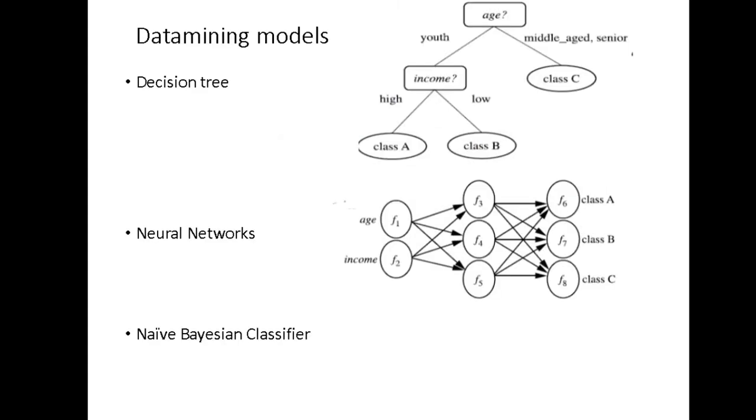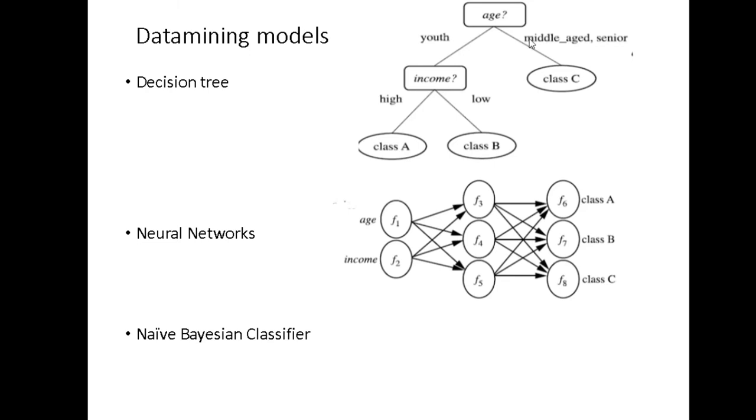Next, we are going to study the different data mining models. This is also very important from the exam point of view. The popular data mining models are decision tree, neural networks and naive-Bayes classifier. The first one is decision tree. You have already studied decision trees in machine learning. Once again I am going to repeat it.